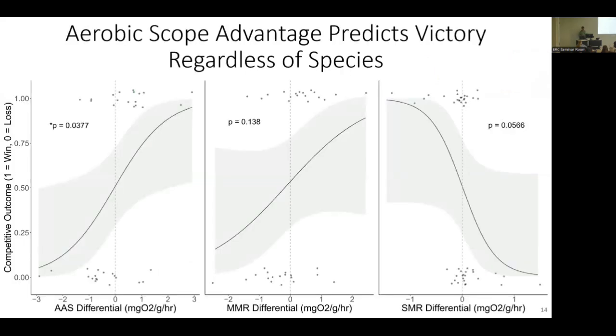If you look at this left graph, the x-axis is the absolute aerobic scope differential. So it's the focal fish's scope minus their opponent's scope, right? How much of an advantage they would have in theory. And the y-axis is the binary win-loss outcome.